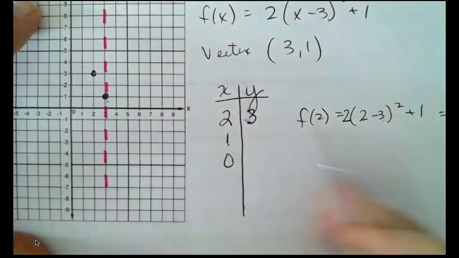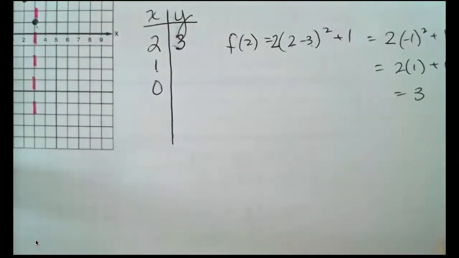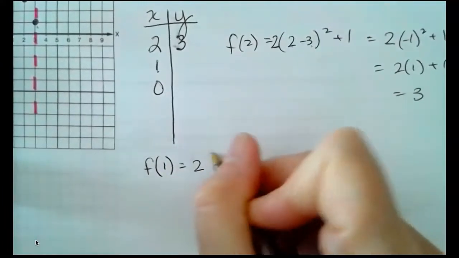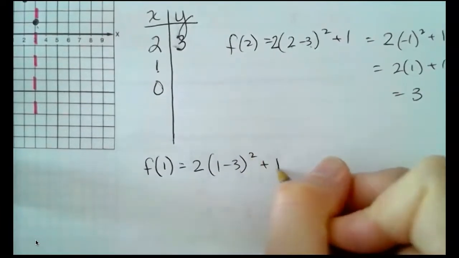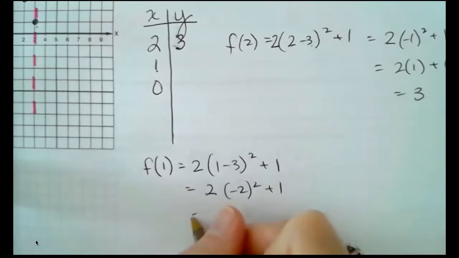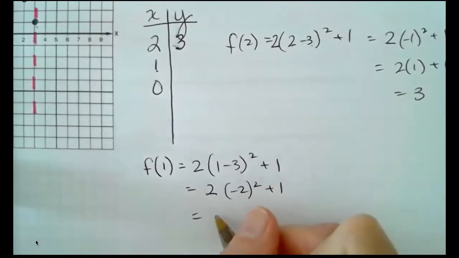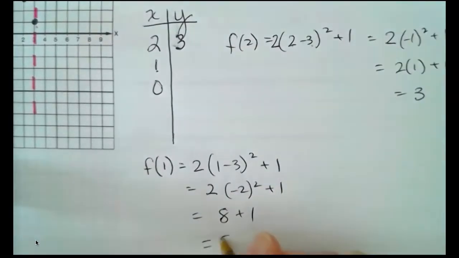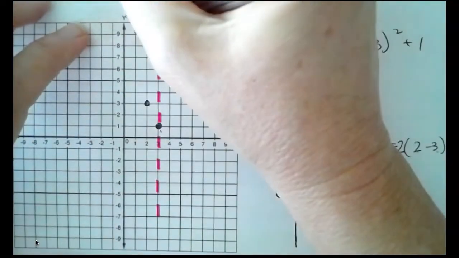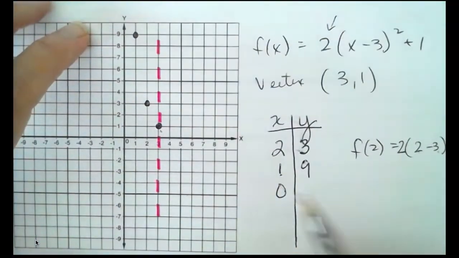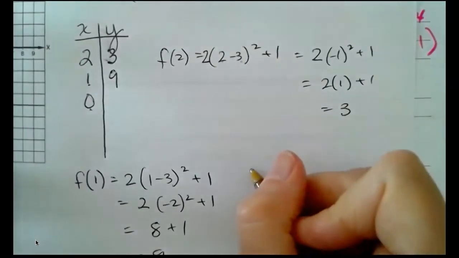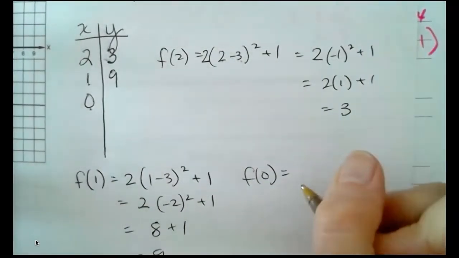Let's plug in the 1. Using substitution, let's find the value of f of 1. That's 2 times (1 minus 3) squared plus 1. That's 2 times negative 2 squared plus 1. 2 squared is 4. 2 times 4 is 8. 8 plus 1 is 9. So over 1, up 9. We are already almost off the graph. I don't think we're even going to be able to graph that. We can plug it in, we can find that evaluation, it's just not going to be on our graph.